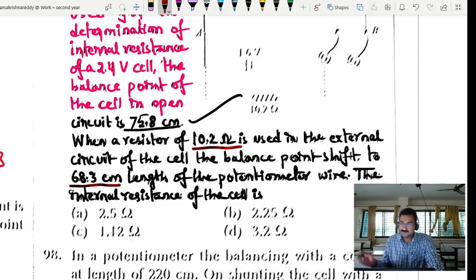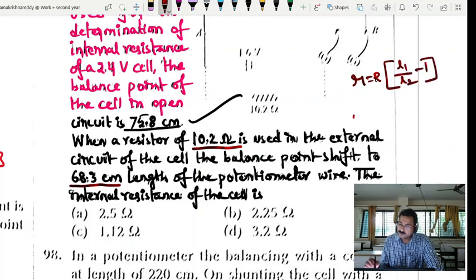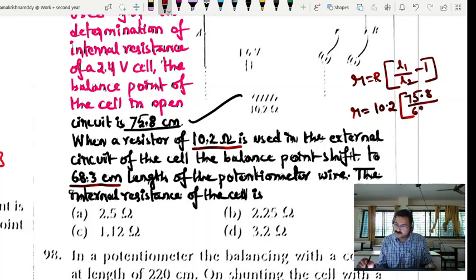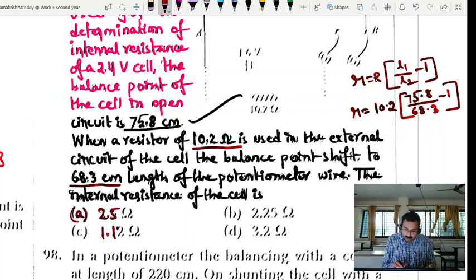What is the formula to calculate internal resistance? Small r is equal to capital R into L1 by L2 minus 1. Therefore r equals, what is capital R given in the problem? 10.2 only. What is the first case balancing length? 75.8 divided by 68.3 minus 1. The options are 1.12 ohm, 2.25 ohm, 3.2 ohm, given to you.